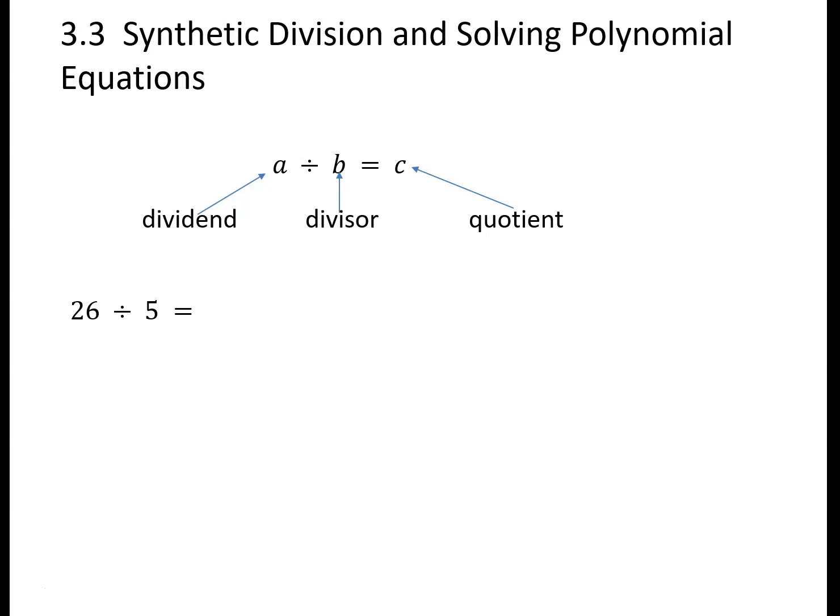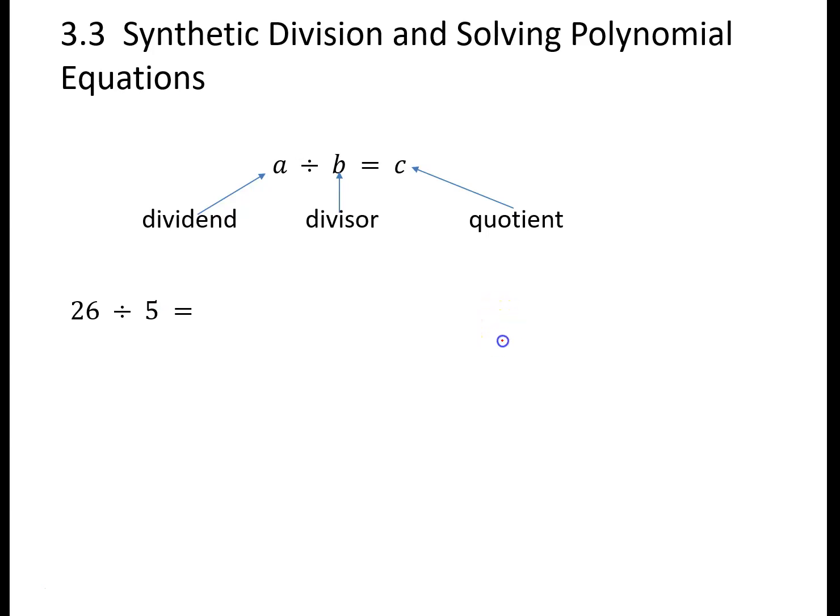So you see here on this slide, if you just had a normal division problem, then the first part of it would be called the dividend, and whatever you're dividing by is called the divisor. The answer is called the quotient. So a long time ago, you learned how to do 26 divided by 5 with long division. So let's just review that real quick.